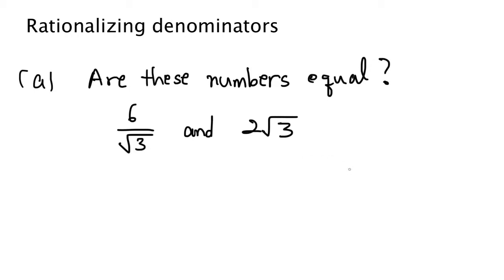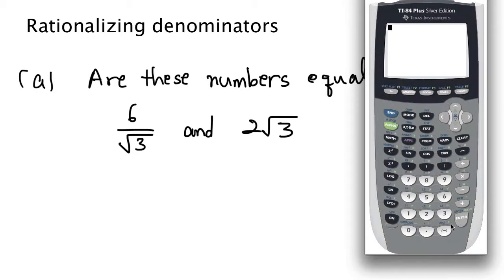Well, one way to answer the question would be to use a calculator to get a better understanding of these numbers. The first number is 6 divided by square root of 3, and that comes out to be about 3.46. The second number is 2 square root of 3, and it seems that the two numbers are equal to each other.